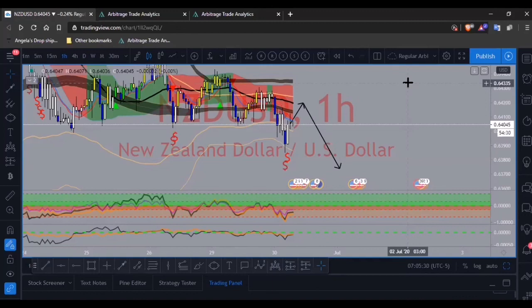Now, it may not happen. It looks like it will though, because we do have these oversolds right here. And so, again, just a retest of this RSI line, then a drop. That seems realistic to me. So yeah, that's for NZD/USD.